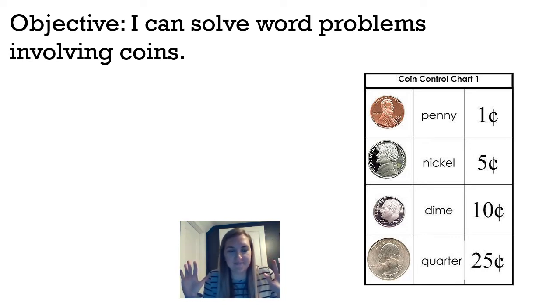Objective: I can solve word problems involving coins. All right, yesterday we were practicing counting our total value of coins. Today we're going to spice it up a little bit and we're going to solve word problems. Remember that these could be 1 step or 2 steps, so be watching.